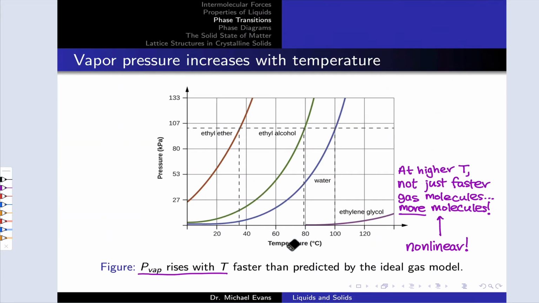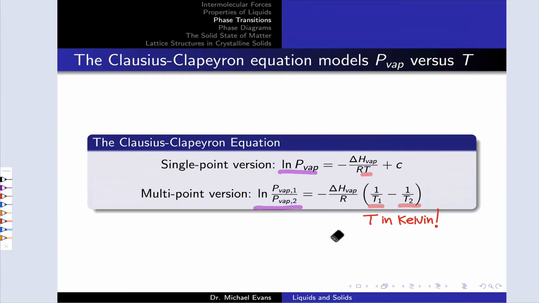The reason these curves have different slopes and accelerate upward at different rates is that the heats of vaporization of these liquids are different. And try to connect this with intermolecular forces. Ethyl ether has the lowest enthalpy of vaporization and increases in vapor pressure most rapidly, followed by ethyl alcohol, water, and ethylene glycol, which has the greatest enthalpy of vaporization and the slowest increase in vapor pressure with temperature. That's reflected in the mathematical forms of these equations, and I encourage you to think through this on your own, comparing to the graphs on the previous slide.